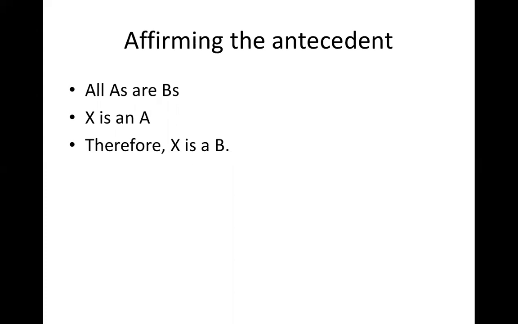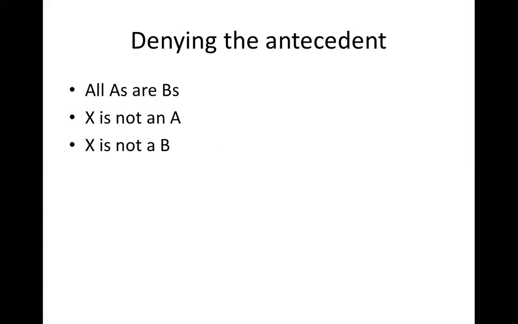Now, when you look at this argument, you will see that the second statement, X is an A, is affirming the antecedent. Because the second premise is affirming the antecedent of the first premise, we say that the whole argument is affirming the antecedent, or an argument that affirms the antecedent. Now let's look at this one. Denying the antecedent: All A's are B's, X is not an A, X is not a B. Because the second premise is denying the antecedent, we say the whole argument is denying the antecedent. This is an argument that denies the antecedent.